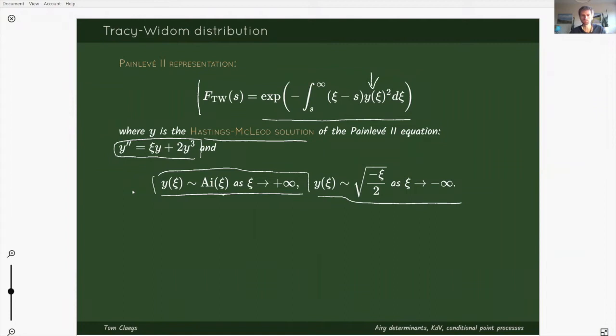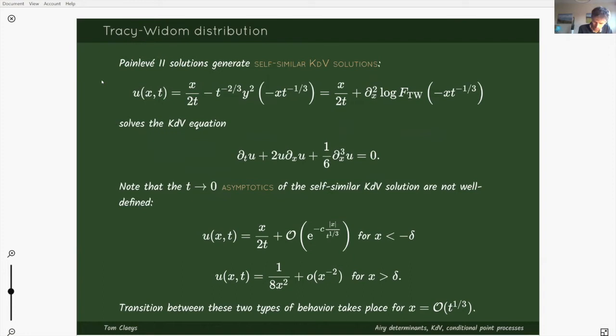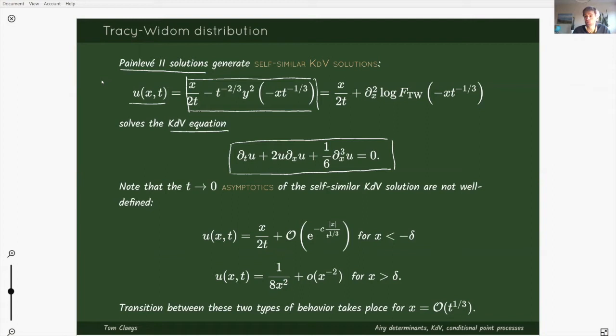So then, this may seem a bit artificial, but there's a well-known relation between the Painlevé II equation and the Korteweg-de Vries equation, and that is the following. It's an easy exercise to verify this. So y is a solution to the Painlevé II equation. If we then take this combination here, and we call this function u of x,t, then this function u solves the Korteweg-de Vries equation in this form. It's just a matter of checking, and it's true for any solution to the Painlevé II equation, not only for the Hastings-McLeod solution.